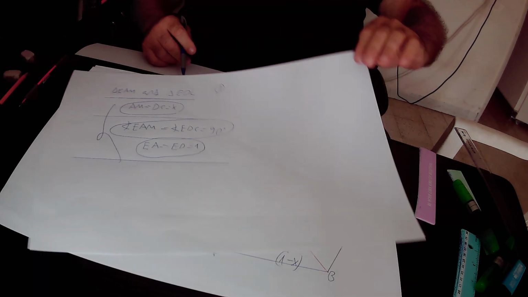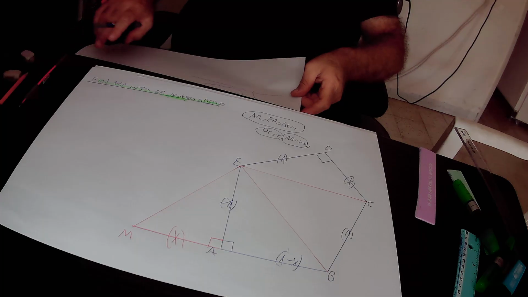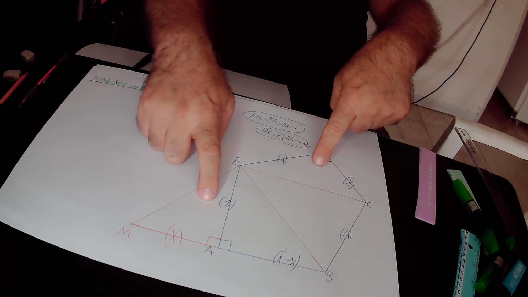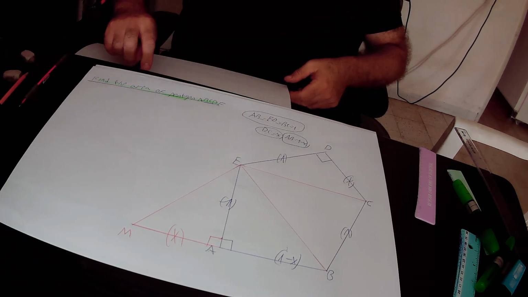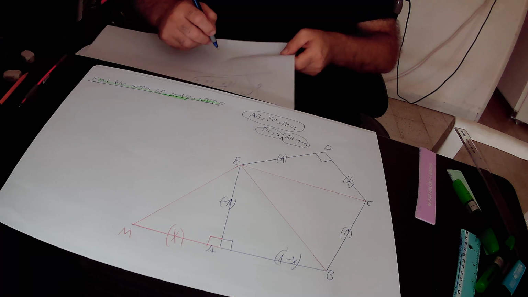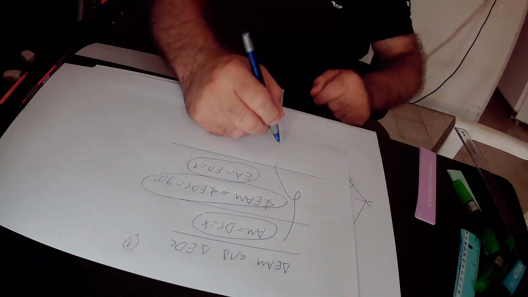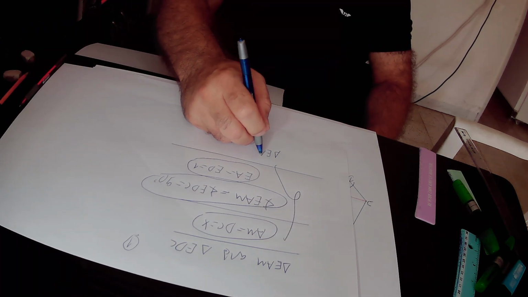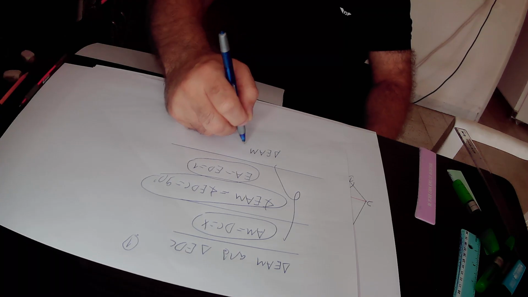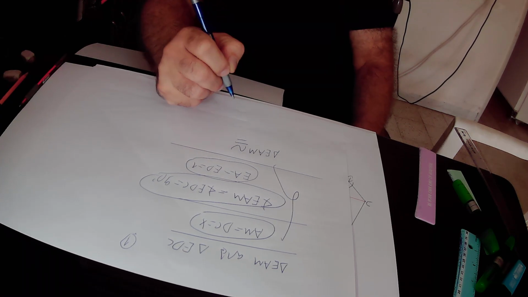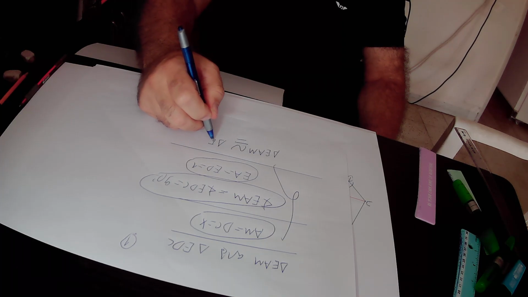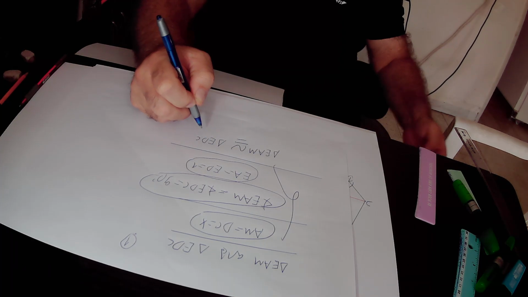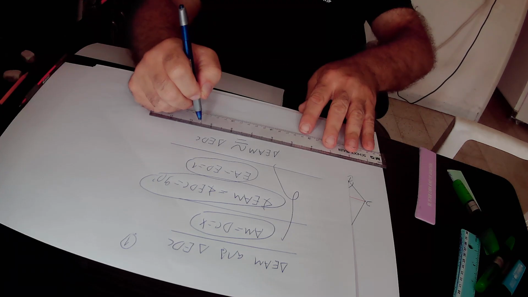So we have actually proved that those two right triangles can go into each other according to the side-angle-side rule. So we can prove that the right triangle EAM is congruent, this is the sign of congruent, to the right triangle EDC according to the side-angle-side rule.